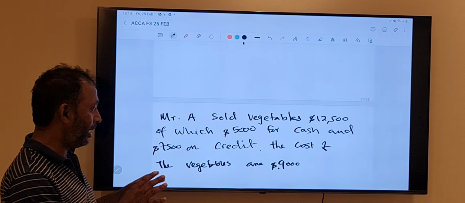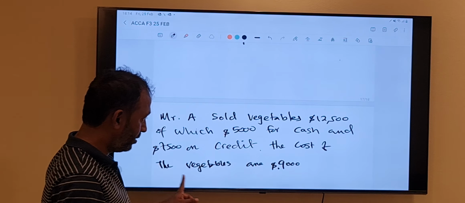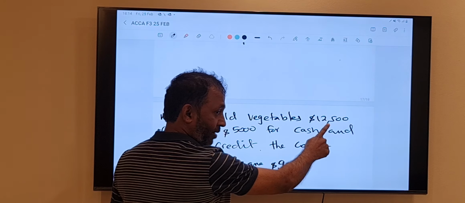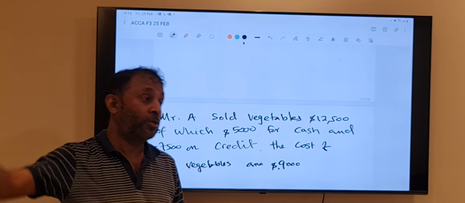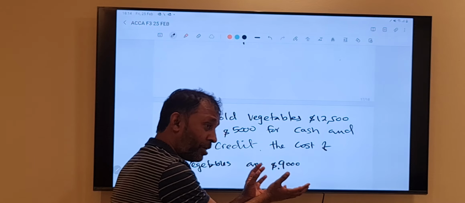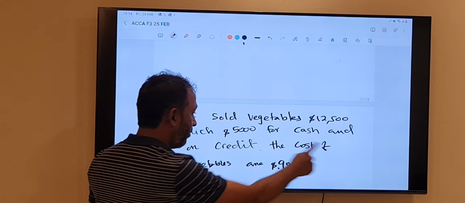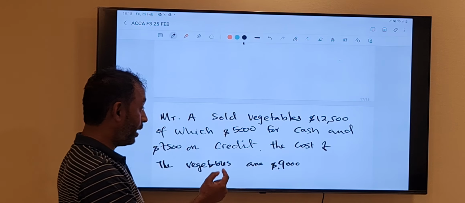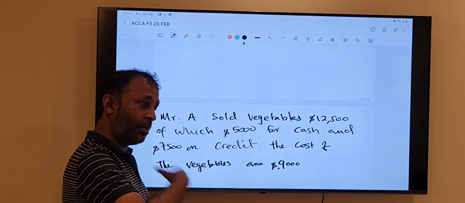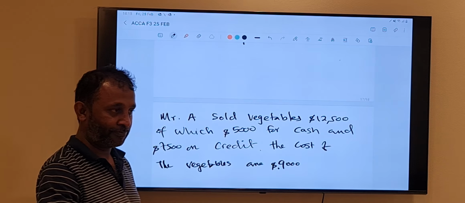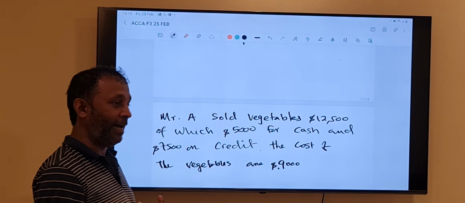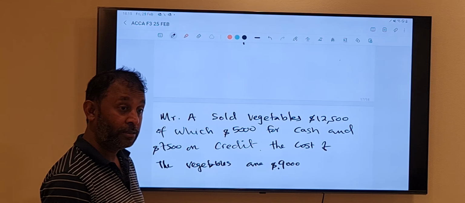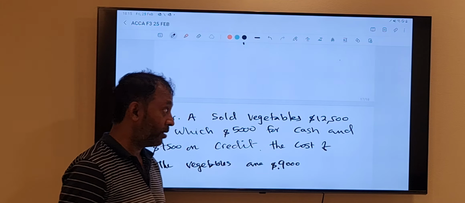When I read the last sentence, the cost of the vegetables are, you see, how much he sold, how much he got from customers? 12,500. He purchased some vegetables already. So of that vegetable stock, 9,000 worth of vegetables were sold. So that's what we are saying, the cost of the vegetables are 9,000. Instead of this whole sentence, he may say, the 9,000 worth of vegetables are sold. So then we should be able to understand that this is the cost.